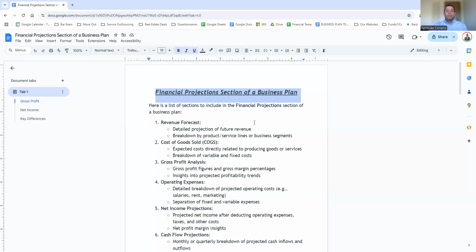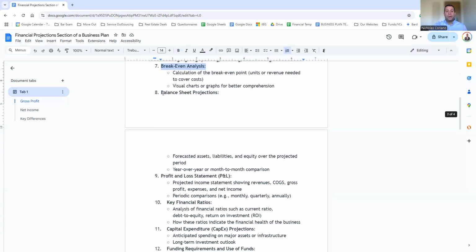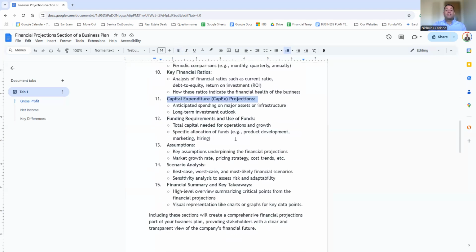Just to recap, revenue forecast should be included, cost of goods sold, gross profit analysis, operating expenses, net income projections, cash flow projections, break-even analysis, your balance sheet, your pro forma profit and loss statement. By the way, side note, pro forma just means in the future or projected. Your key financial ratios, capital expenditures or CapEx projections, funding requirements and use of proceeds or use of funds, assumptions, scenarios, analysis, and the financial summary and key takeaways.